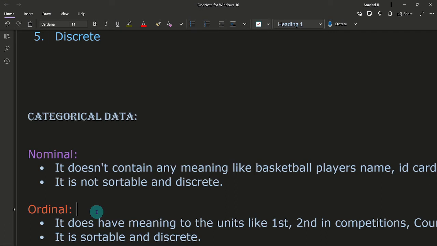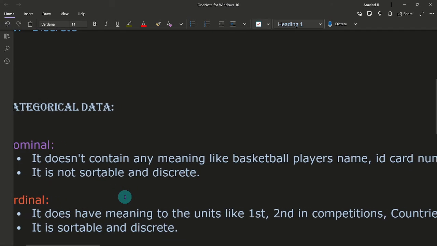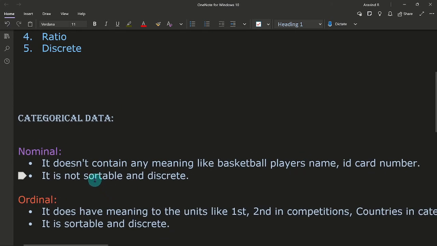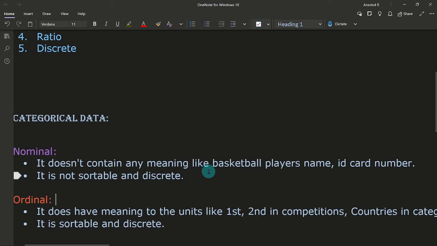Okay, so it is very easy to interpret the nominal. Let me explain what that is. First we will go for the line. What have I written here? It does not contain any meaning, like a basketball player's name or an ID card number. It is not sortable and it is discrete. What does it mean? First I will go for this line.